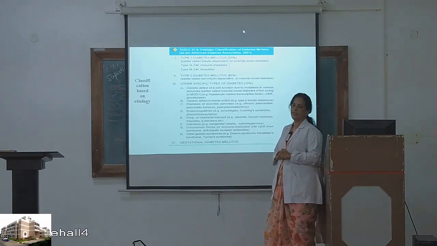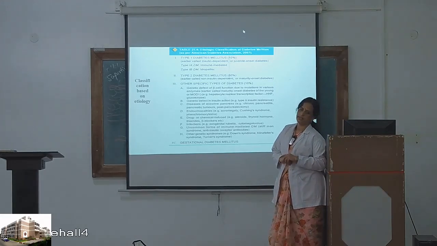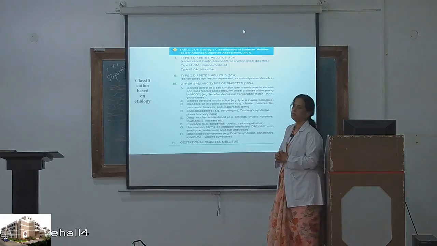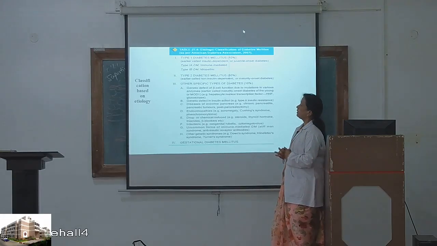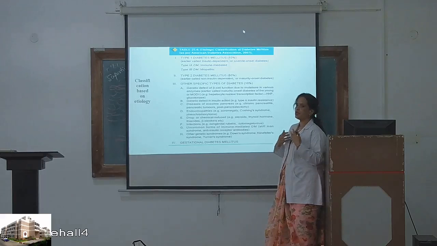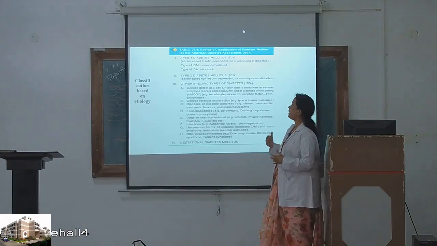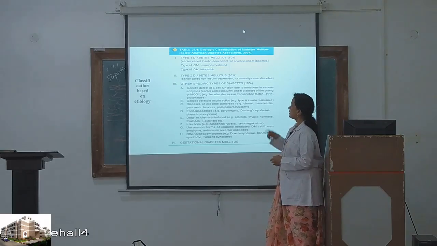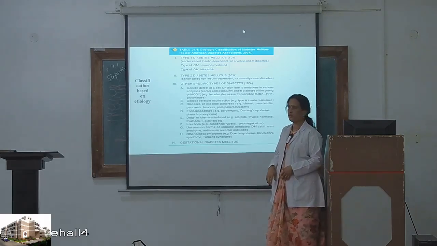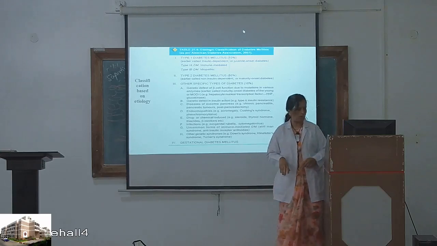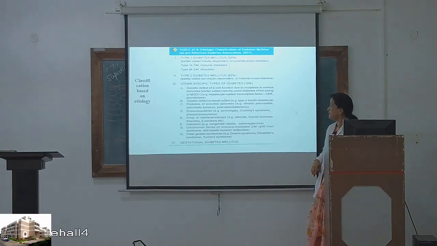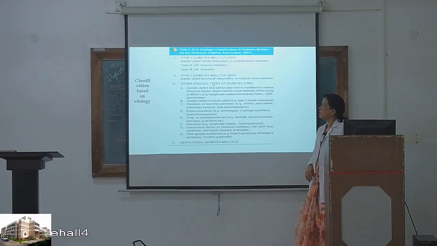So this is the classification. The chart, the table, I have taken from your standard books. This classification is based on the etiology, based on the cause that has produced diabetes mellitus. See, type 2 is more common, constituting 80%. So most of the diabetes mellitus patients you see belong to this type 2. Type 1 is just 10%.